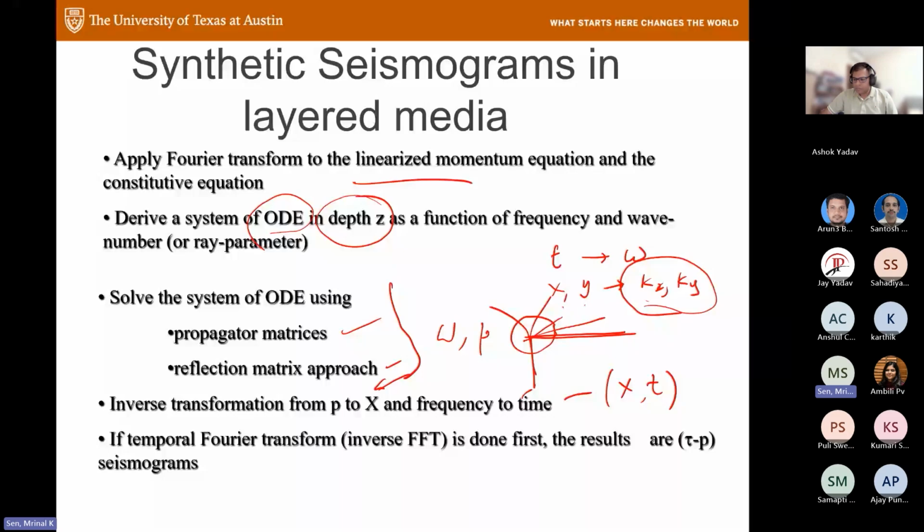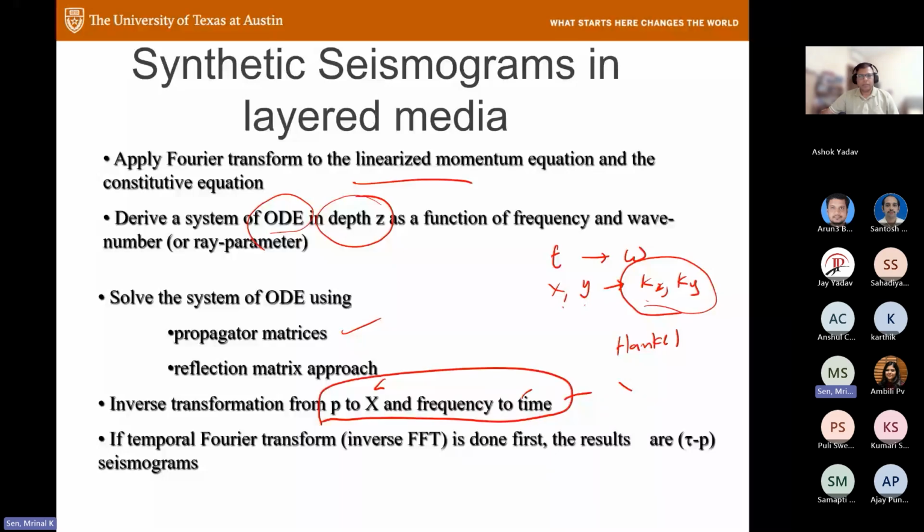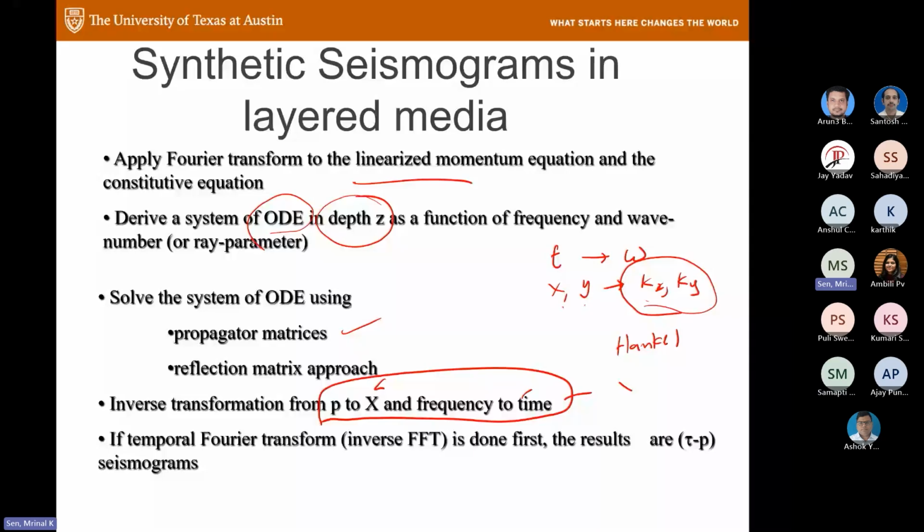It's not a lot different, but it turns out that rather than going from p to x and frequency to time, you can also just take the inverse Fourier transform, so go from frequency to time. Then what happens is you get the tau-p seismograms. So first you do frequency to time, you get tau-p, and then you can go from p to x. And this is what I was showing you earlier.